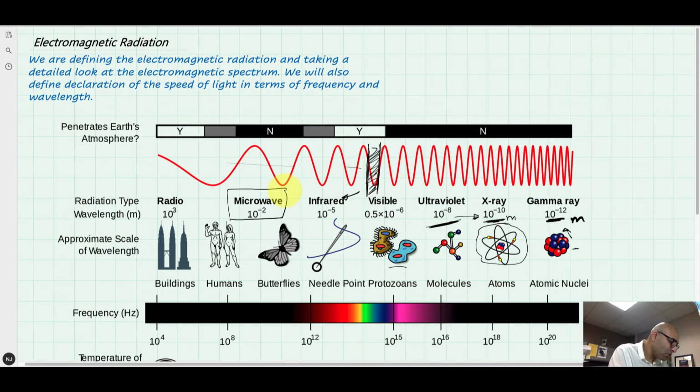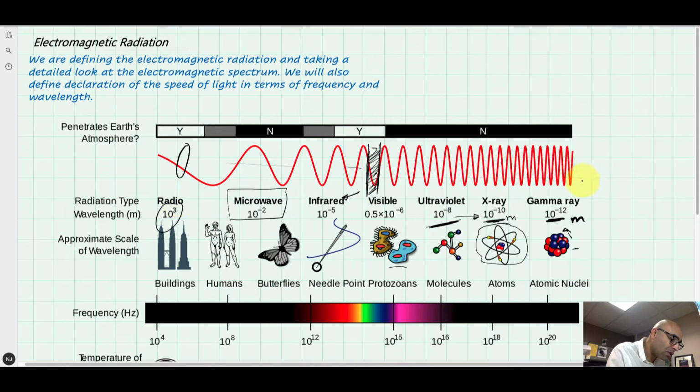Now, as we move from right to left, as you can see, the wavelength increases, and as the wavelength increases, the energy goes down. The biggest waves that we know in size are the radio waves. The size of these could be 1 kilometer long. This is huge.